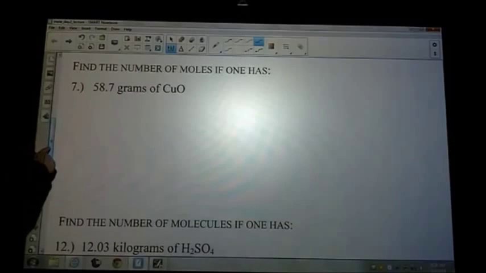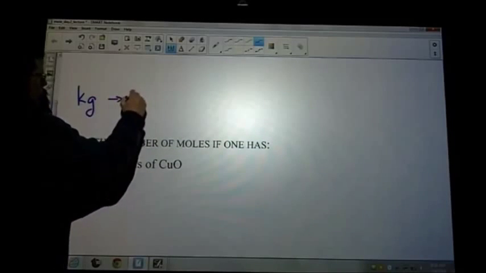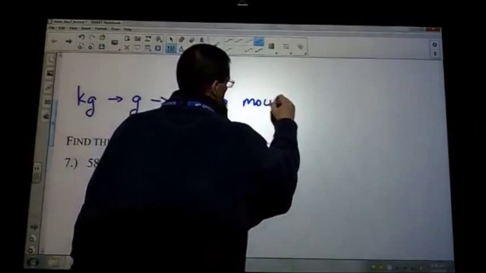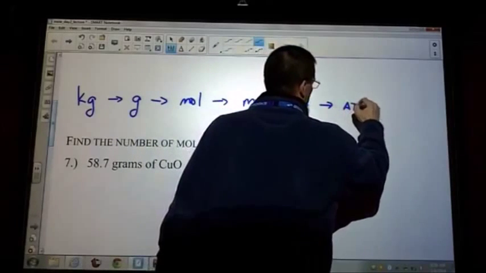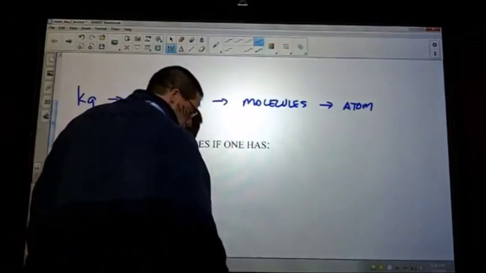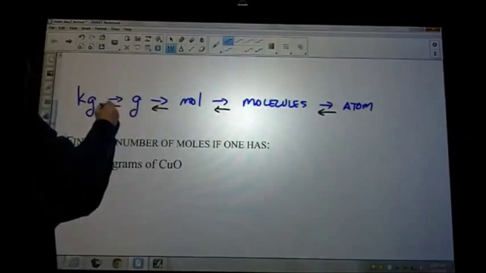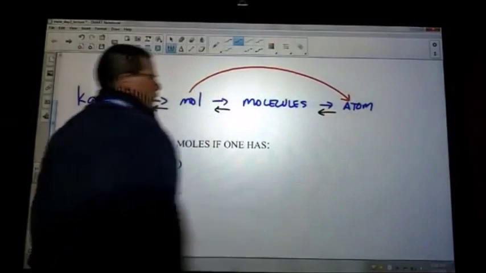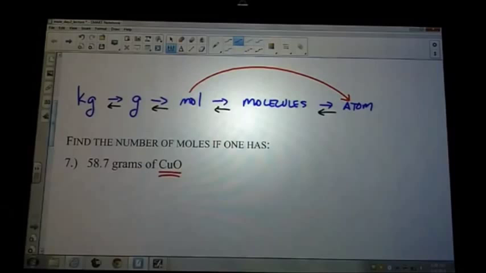So here, and again, try to remember your sequence. So kilogram, gram, mole, molecule, and or molecules, whatever, atoms. And then it can go in the reverse direction. But again, remember, it's a one-way street. Now, sometimes we can bypass molecule and go straight to atom if you do not have a compound. If you have a compound, you got to go through molecules before you can get to atoms.